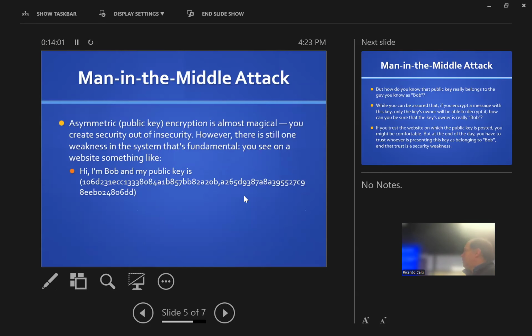So asymmetric public key encryption is almost magical. You create security out of insecurity, right? Just by creating these public and private keys and agreeing on a few things. However, now this is important though. However, there is still one weakness in the system, and that's like the last weakness, which kind of goes back to the first week. Remember what I said in the first week? If you wanted to agree on a secret key, and without knowing algorithms, what did you have to do?